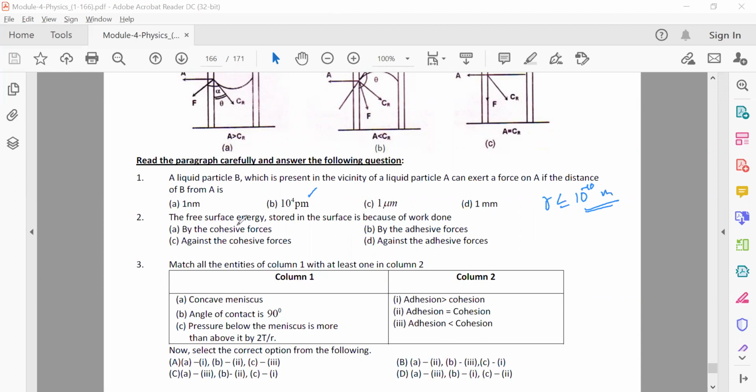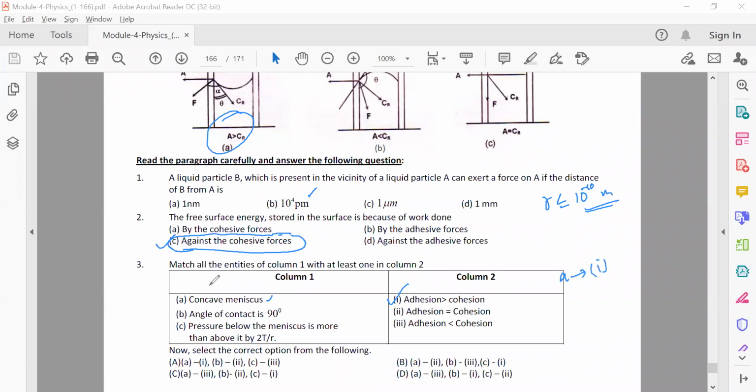Okay, the free surface energy stored in the surface is because of work done against the cohesive forces. It is negative of work done by internal cohesive forces or work done by external agent against the cohesive forces to create the surface. Okay, then concave meniscus, that is this one. This is a concave meniscus. It means that adhesive forces are dominating over cohesive forces. Okay. So A goes with 1.